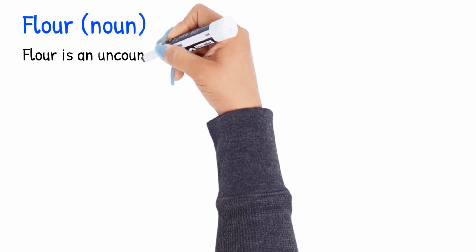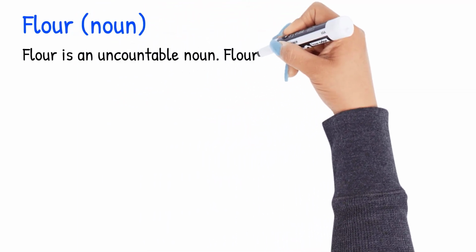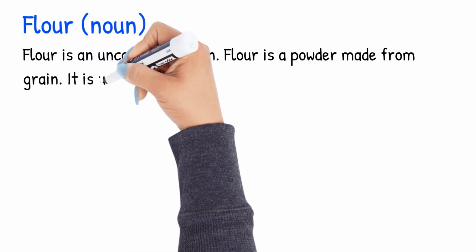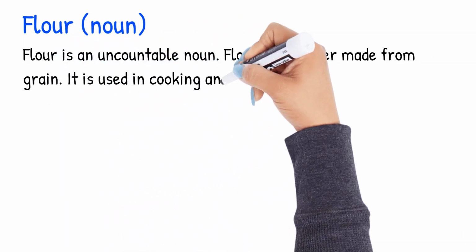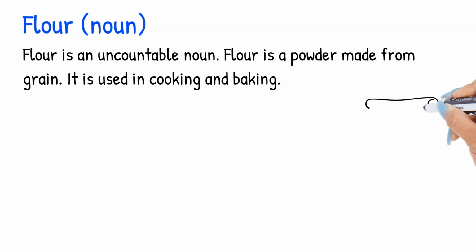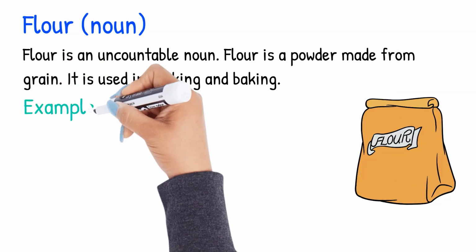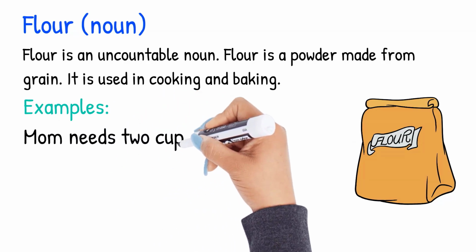Now let's learn the difference between these two words. Flour, spelled F-L-O-U-R, is an uncountable noun. Flour is a powder made from grain. It is used in cooking and baking. Here are some examples of flour in a sentence.